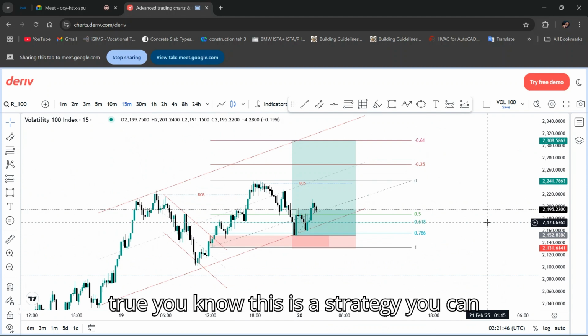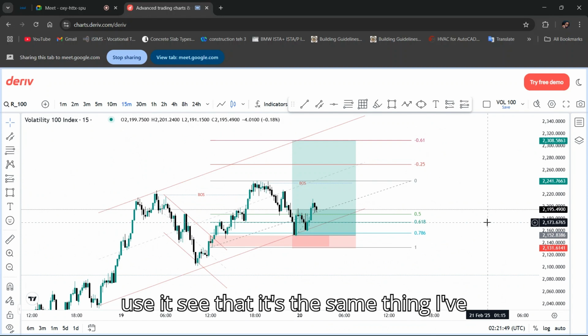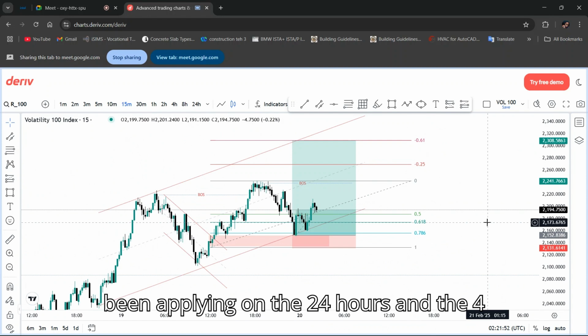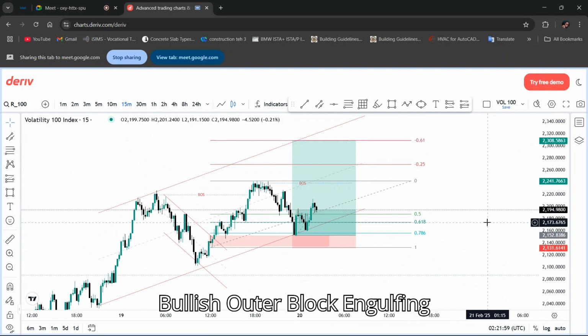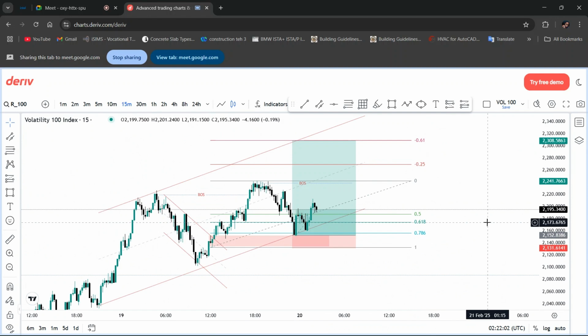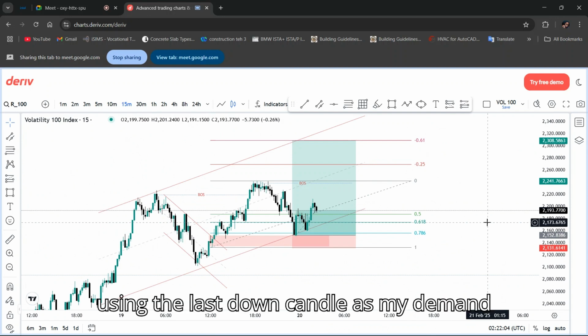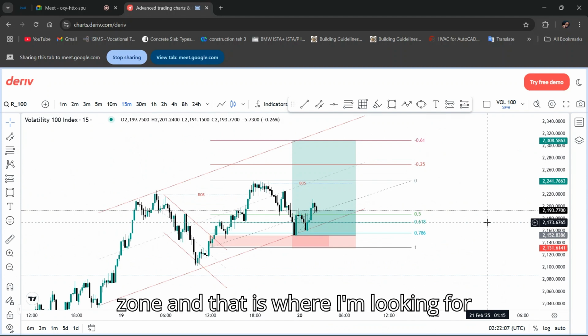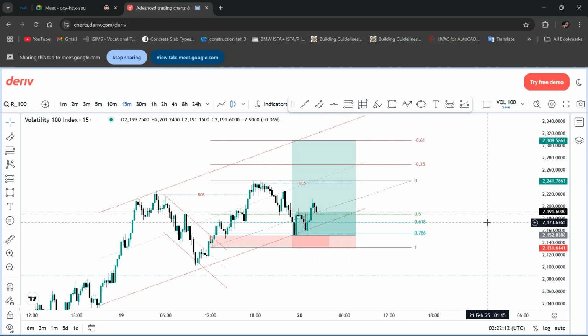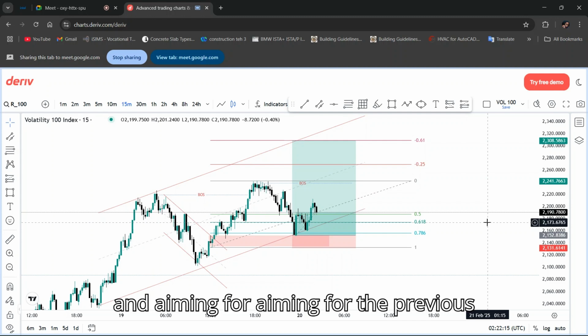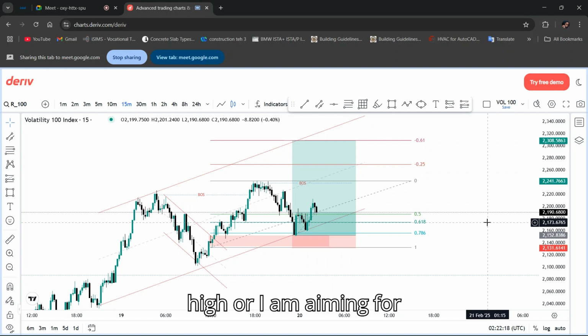So really and truly, this is a strategy you can use. See that? It's the same thing I've been applying on the 24 hours and the 4 hours. The same thing. Breakout, bullish order block, engulfing, last down candle, using the last down candle as my demand zone. And that is where I'm looking for the market to touch so I can take an entry. Stop loss below the zone. And aiming for the previous high, or I am aiming for 0.61 or negative 0.25.